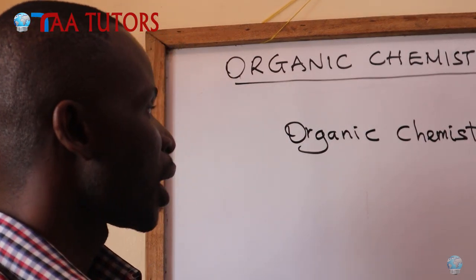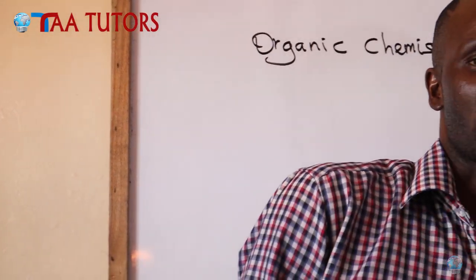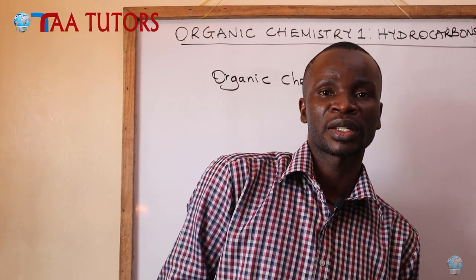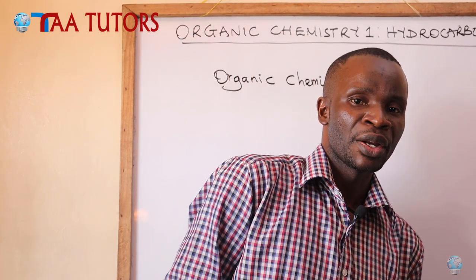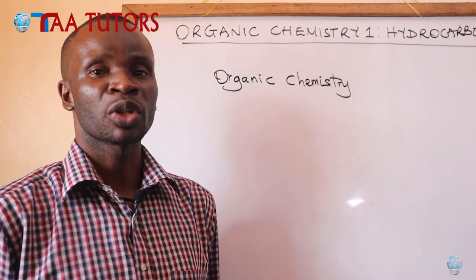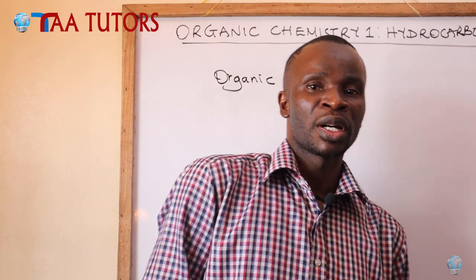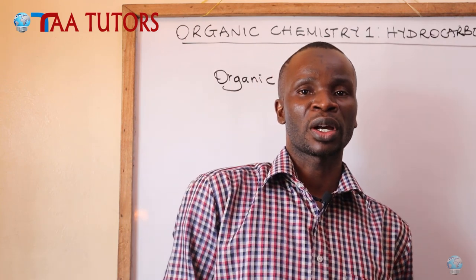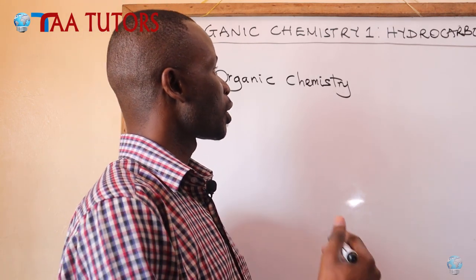Now, we also went ahead to identify groups or families of organic compounds, especially in this syllabus. We identified them as alkanes, alkenes, alkynes, alcohols, alkanoic acids, and also esters. We also discussed the functional groups and also the types of formula that are used in organic chemistry, which are the displayed formula, structural formula, empirical formula, and molecular formulas.